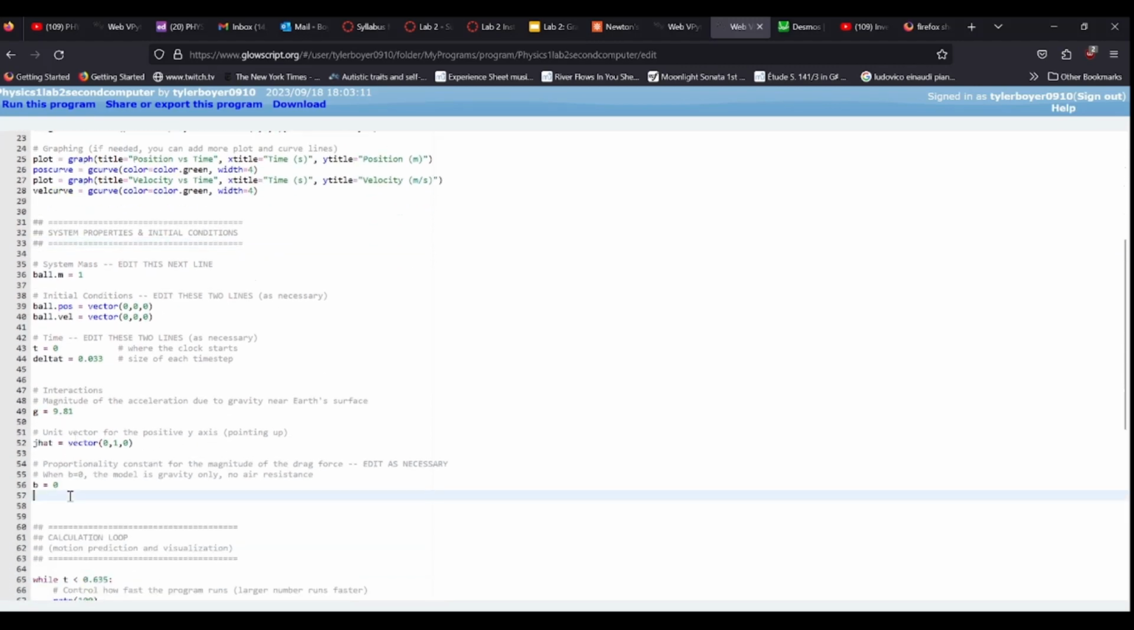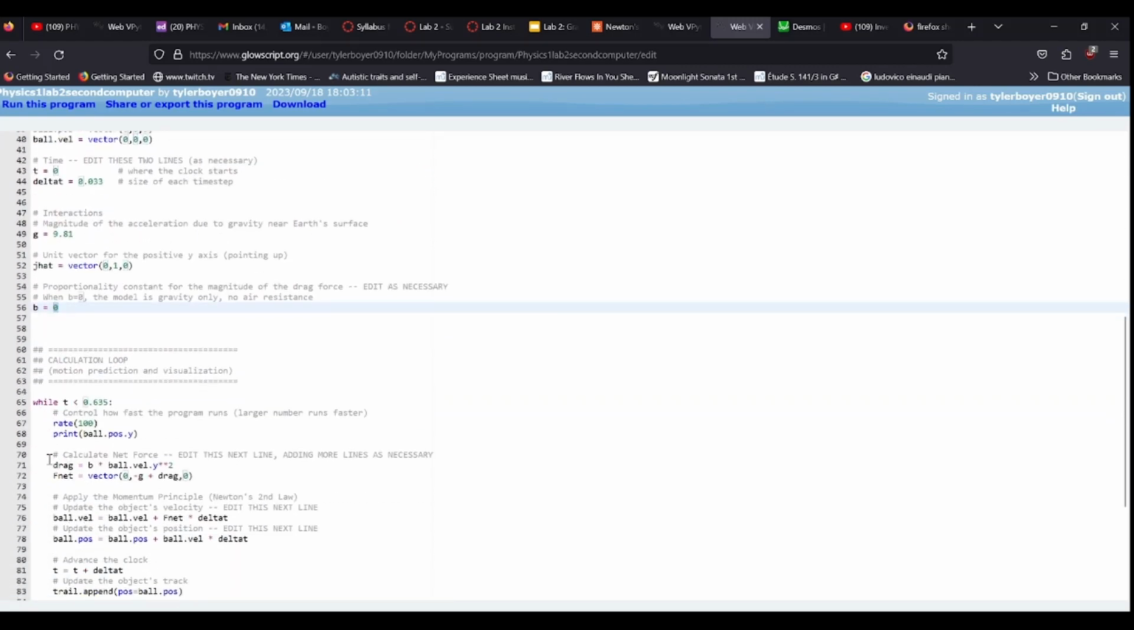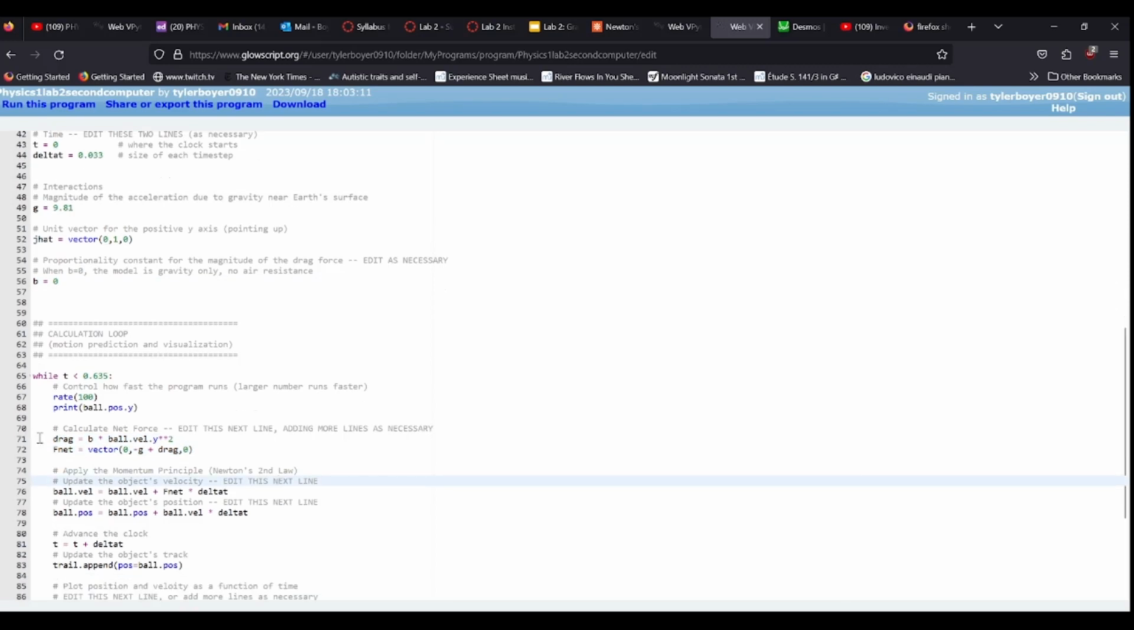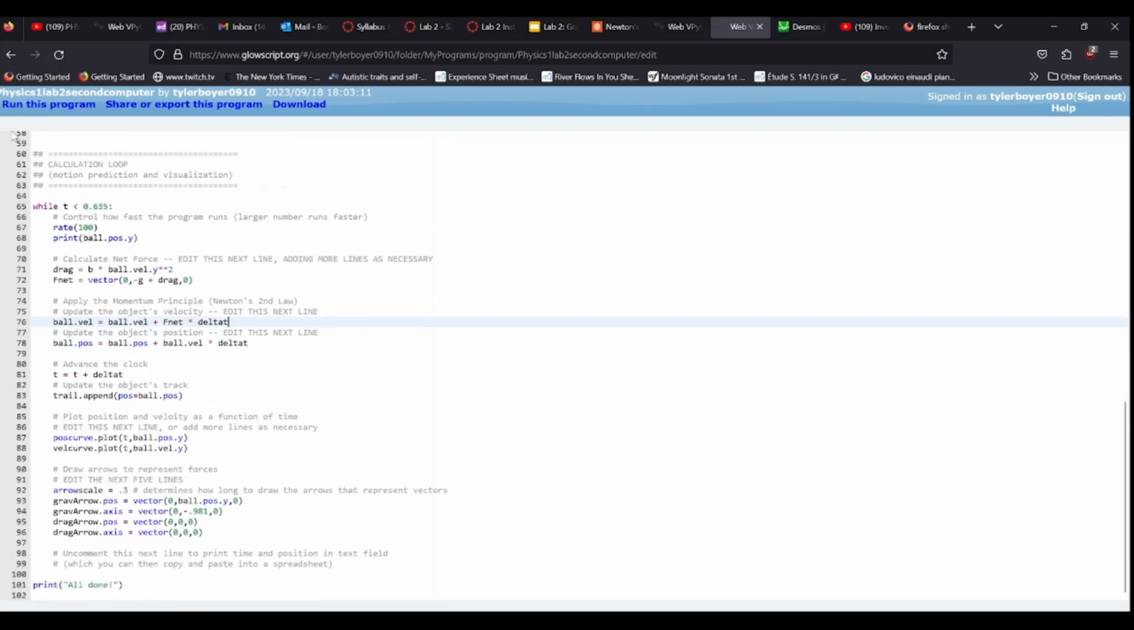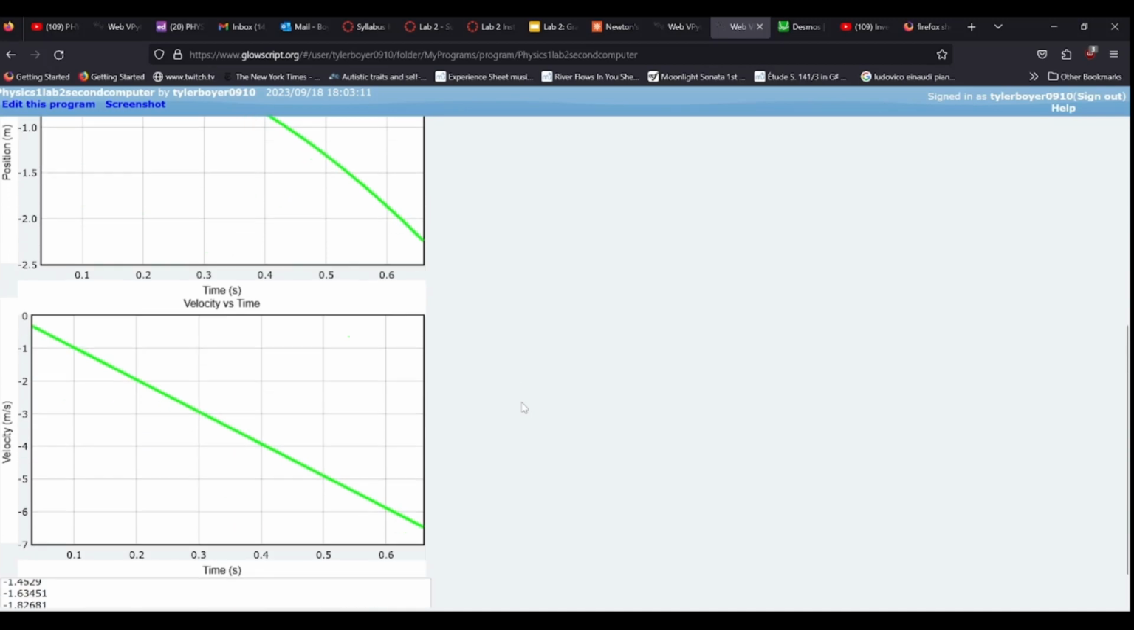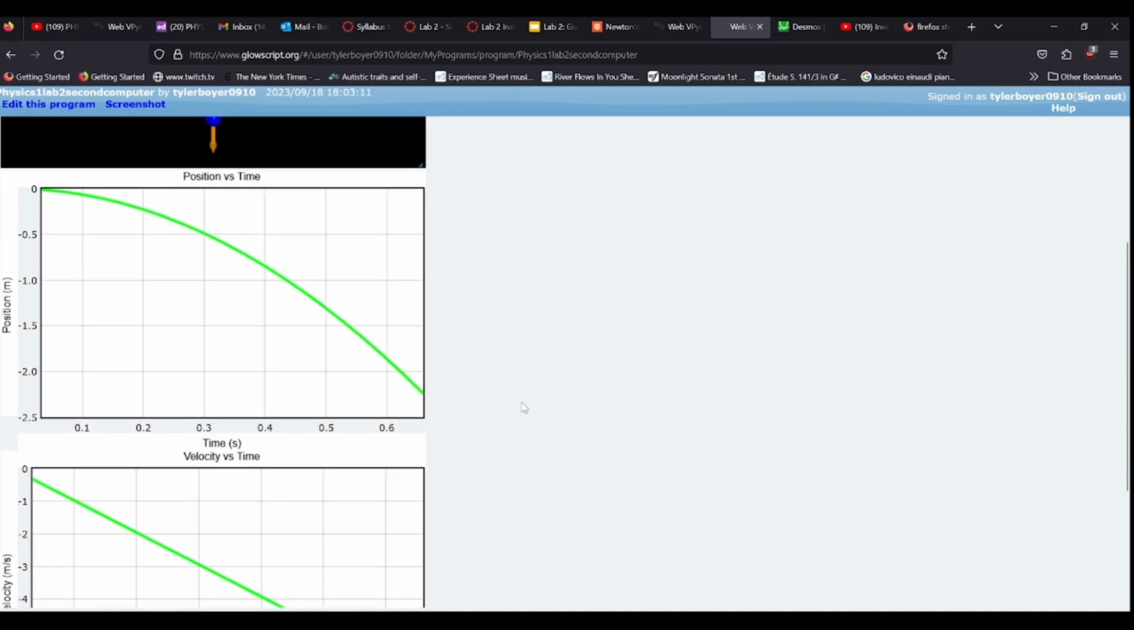Here you can see that because b is equal to 0, drag is not taken into account in our functions down, or our calculations down here. And so as a result, there is constant acceleration. The velocity versus time graph is straight, and it continues to accelerate downwards.